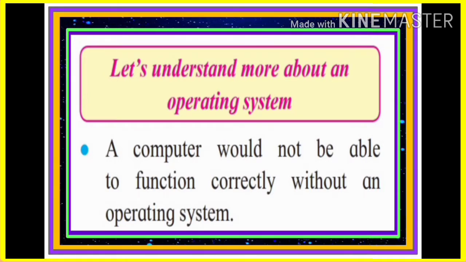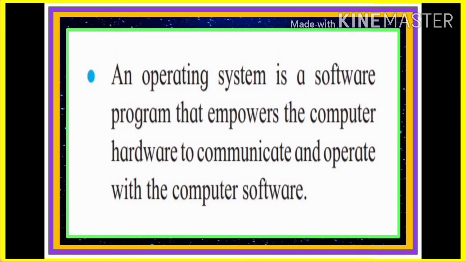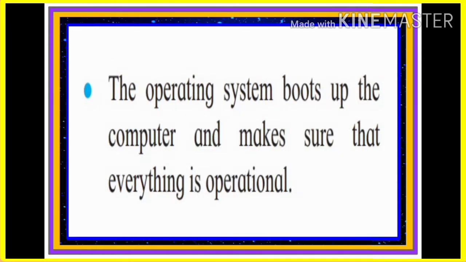A computer would not be able to function correctly without an operating system. Without operating system, your computer is nothing. An operating system is a software program that empowers the computer hardware to communicate and operate with the computer software. So, the operating system is a software program which handles the hardware with the help of computer software. Operating systems control other application software. The operating system boots up the computer and makes sure that everything is operational.